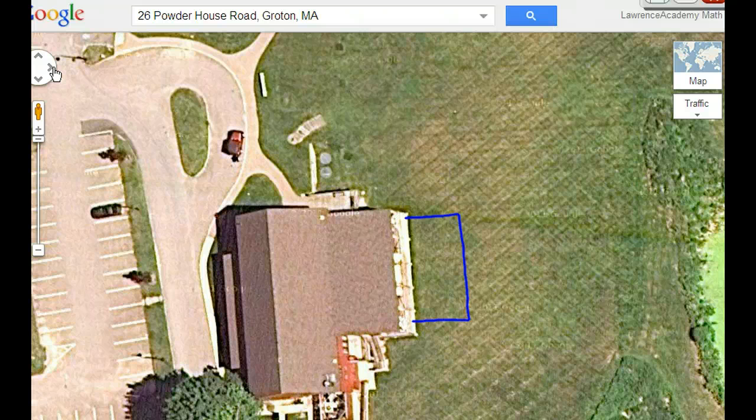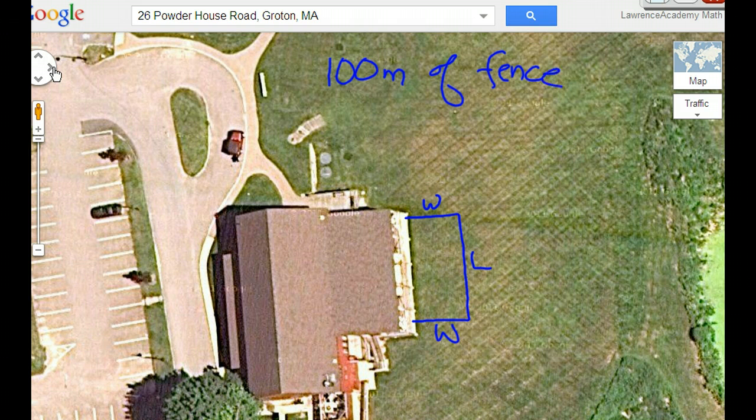And so when we set this up, we have to choose one of the sides to be our variable. Well, this would be the width. This would be the length. This would also be the width. So one of them to be a variable. But suppose I have 100 meters of fence. What length and what width would maximize the area?